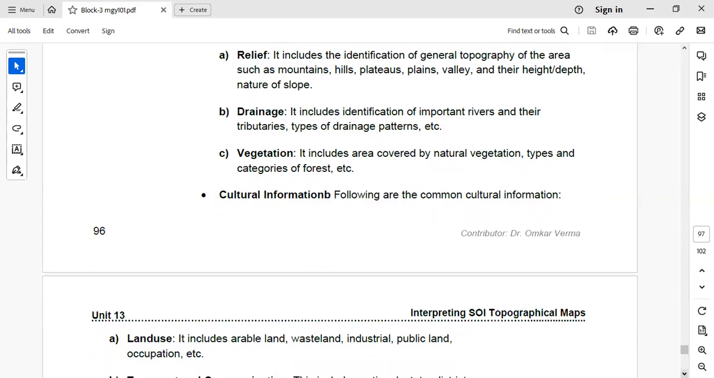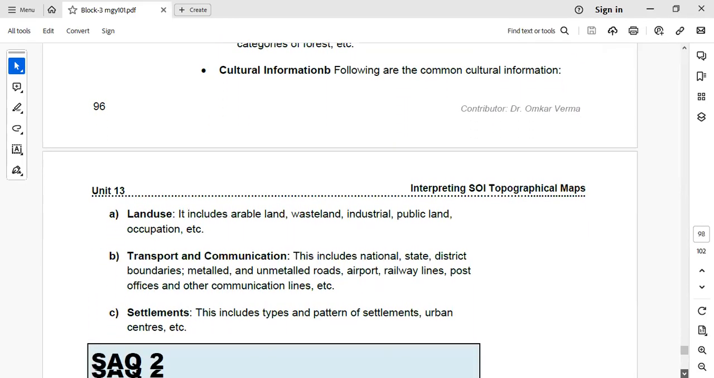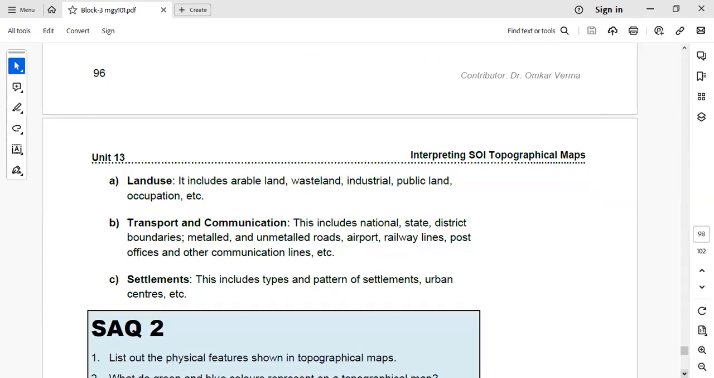Then we have the cultural information. With the help of the symbols, colors, and other legends, we can extract the information related to land use. It includes arable land, wasteland, industrial, public land, and occupation. Then transport and communications. These include the national, state, and district boundaries, metalled and unmetalled roads, airports, railway lines, post offices, and other communication lines. And finally, the settlements. The settlements are of various types, rural and urban. So this type of information we can extract from the topographical map.